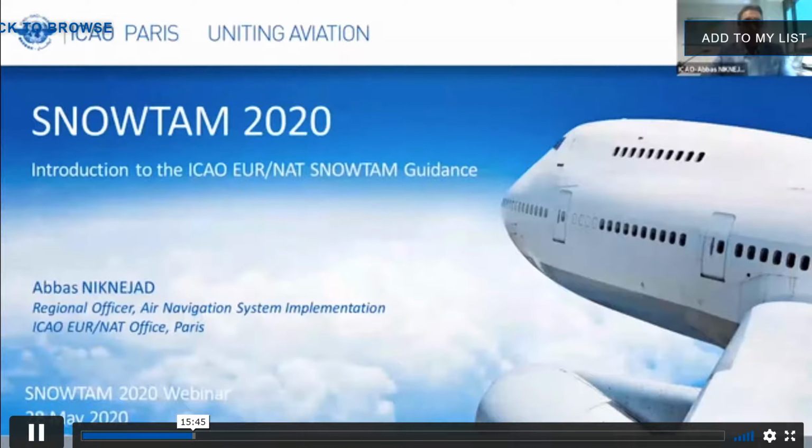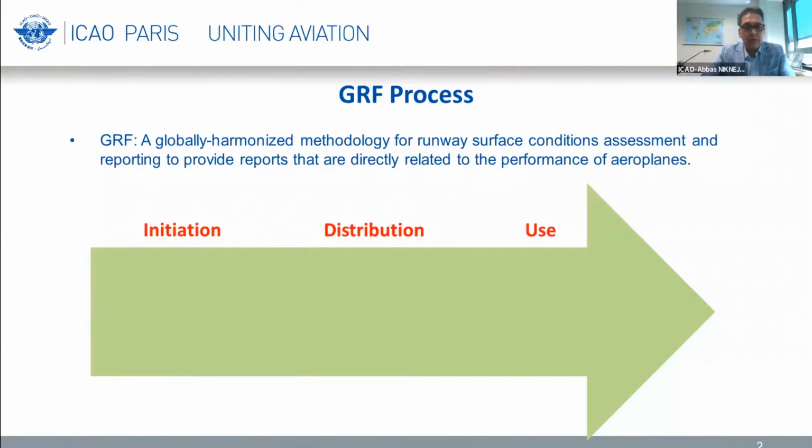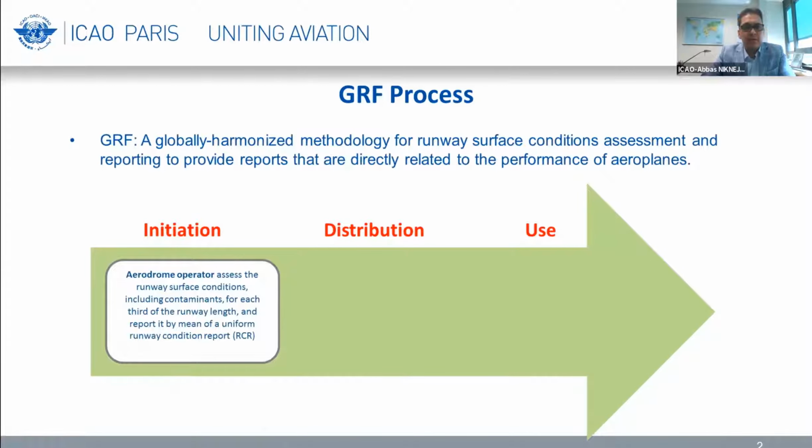This presentation aims to provide information and details about the newest Snowtam format and Snowtam provisions as introduced by ICAO. You may have already learned from the previous presentation or from the GRF webinar 2 days ago that in the GRF process, there would be an initiation stage in which airport operators assess runway condition and report it by means of a standard format, which is called RCR, to the distributors.